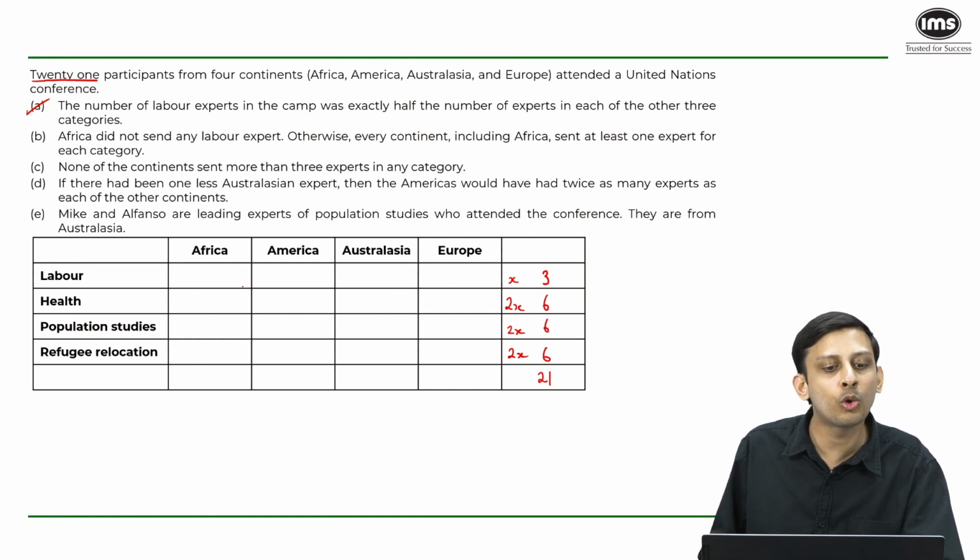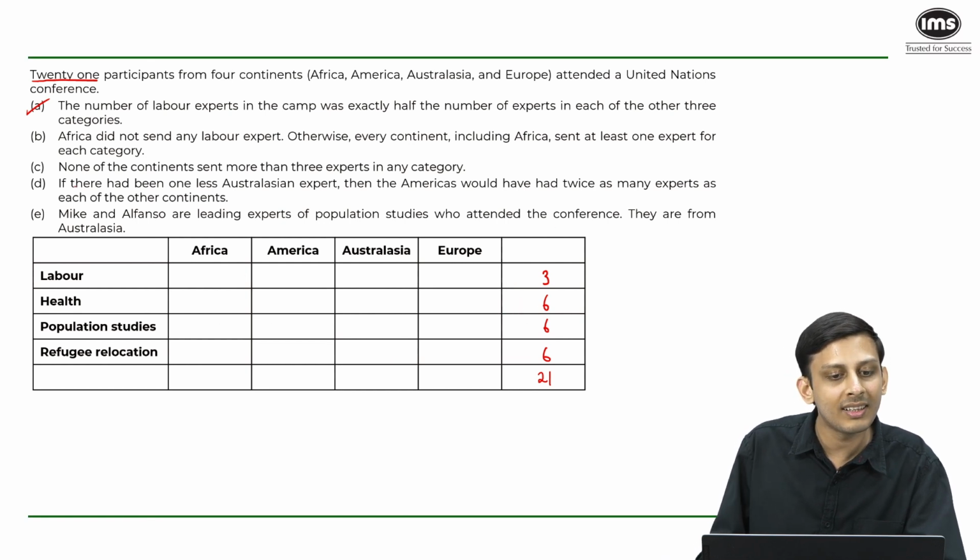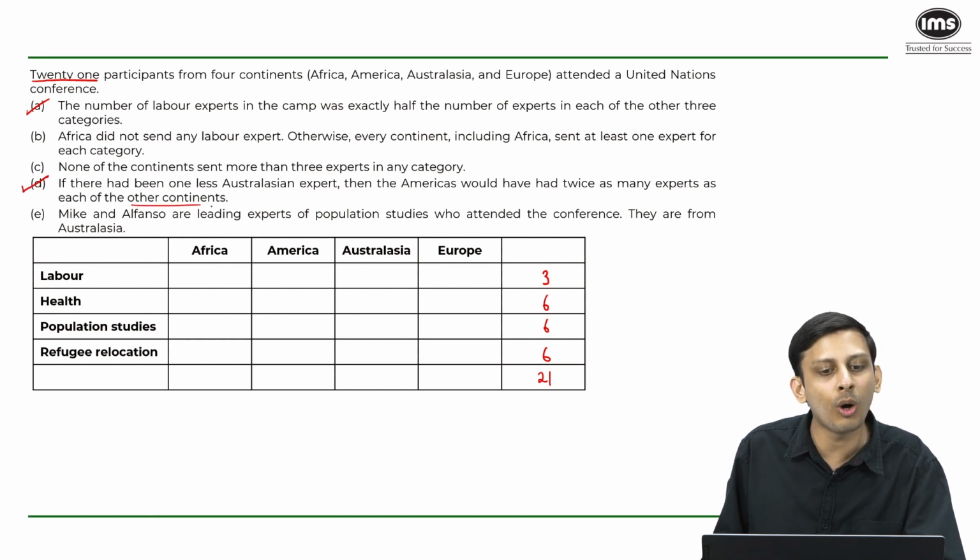So we can find the totals of the 4 different fields. There are 3 labor experts, 6 health experts, and so on. Now we can remove this X. Similarly, now we will look at the continents. The relevant point is point D, because it is talking about all the continents: Australasia, America, and the other continents.